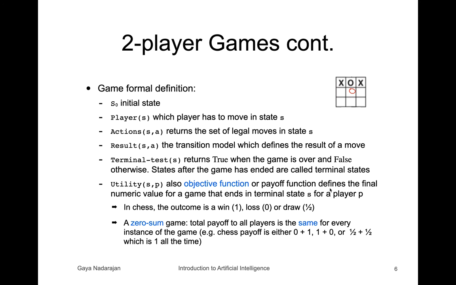Normally, when we use this function utility, it means that in a game, we define it as the final numeric value for a game that ends in a terminal state S for a player P. So if we've come to the end of the game, we can see what that utility is, what that score is for each player at the end of it, like a leaf node. We'll see this now in a demonstration.